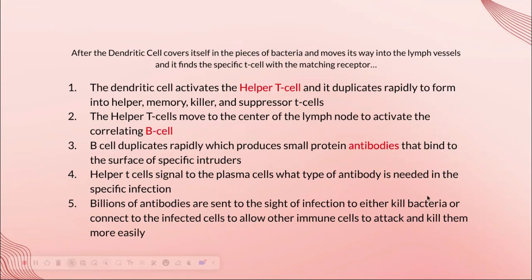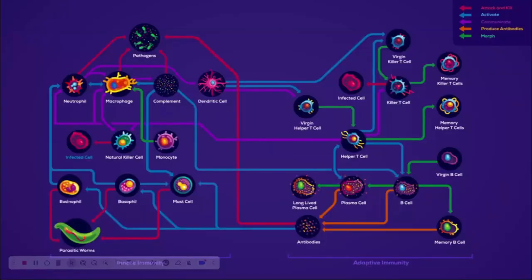So that was a pretty generalized explanation. Here is a diagram of just all of the immune cells and how they're all connected. You can see in the top right hand corner here how they're all connected by the different colors. You can take a look at that later if need be.